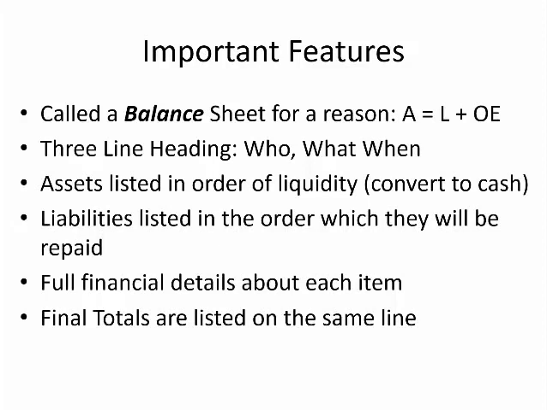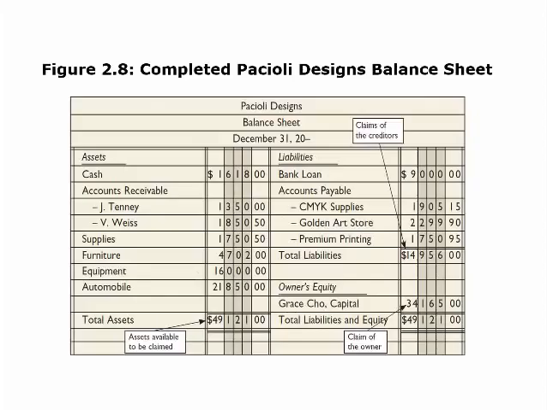We will then list the liabilities on the top right-hand side, and they are typically listed in the order in which they will be repaid. Things that are repaid sooner, such as bills that we have to pay, will be listed at the top. Loans would come next, and then mortgages, which typically are over 10, 15, 25 years, are paid last. We will have to make sure that we list the financial details about each item, and another important thing is that the final totals of the two sides are always listed on the same line. Always, always, always.